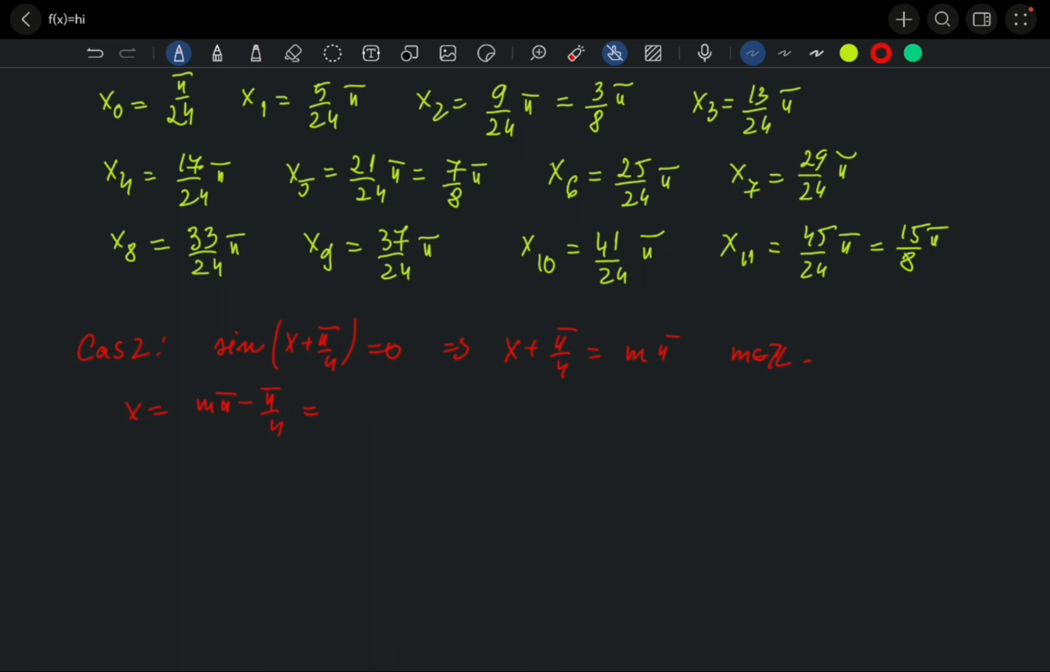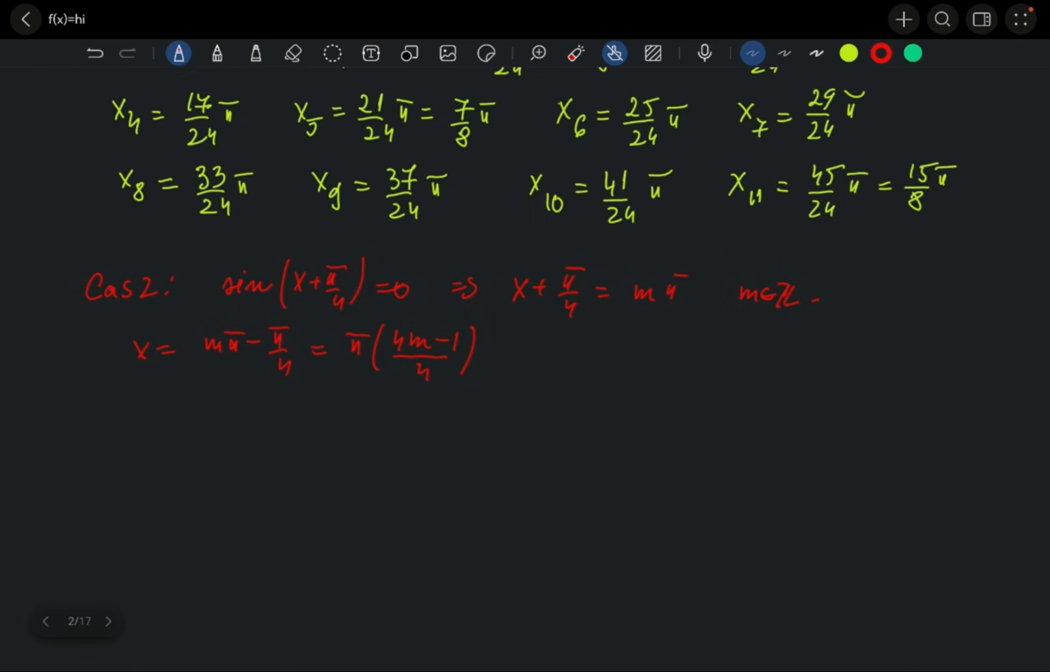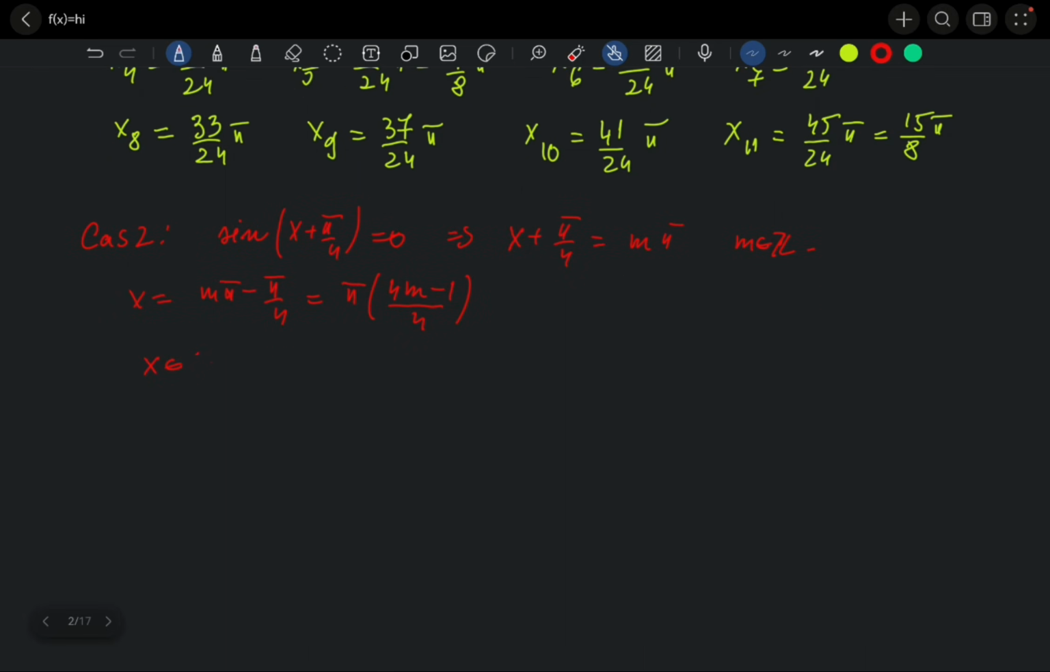We take a common factor of pi and get a common denominator, so we have pi times 4m minus 1 all over 4. But we know that x is bounded on the interval from 0 to 2 pi, and that implies that 0 is less than or equal to x, which is less than or equal to 2 pi. We substitute the form of x that we found, and we get 0 is less than or equal to pi times 4m minus 1 over 4, which is less than or equal to 2 pi.